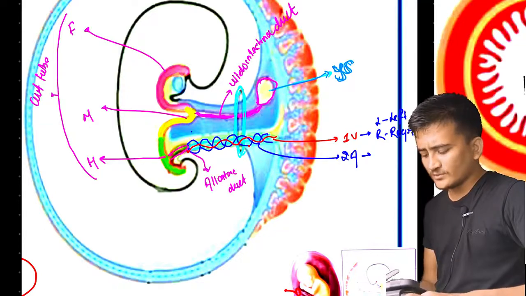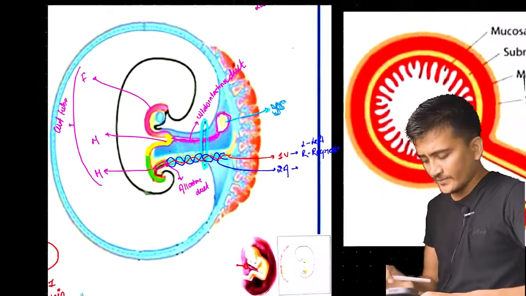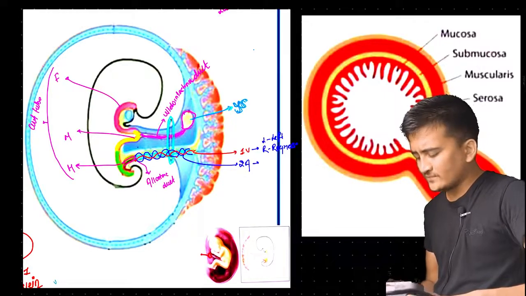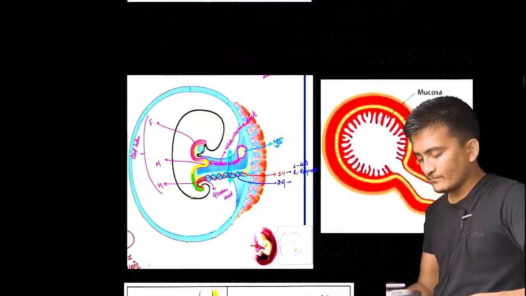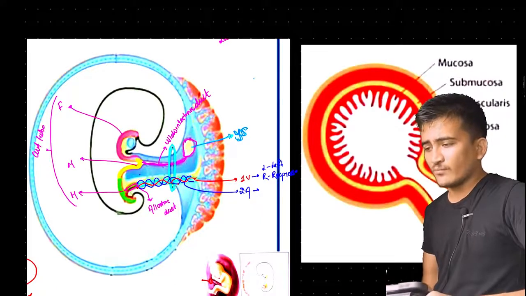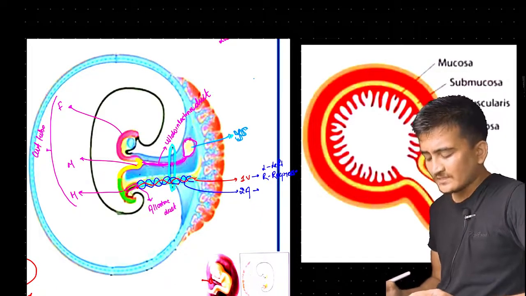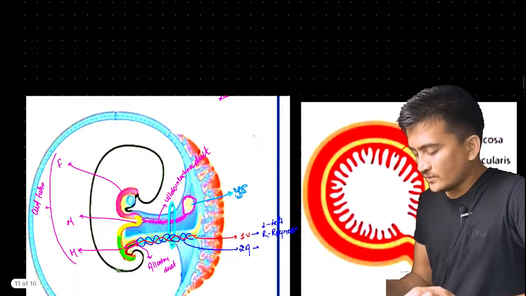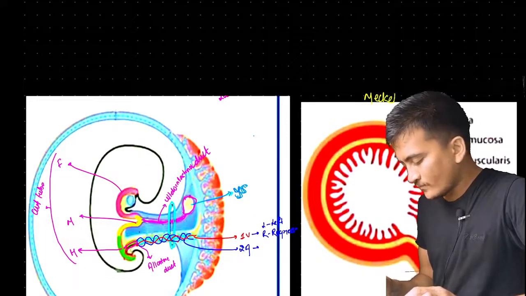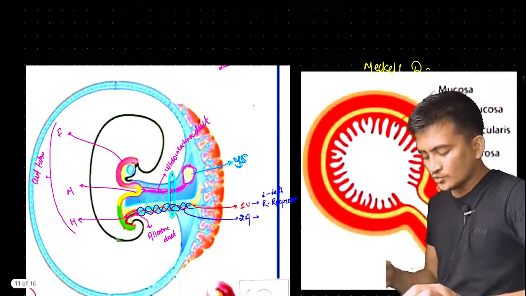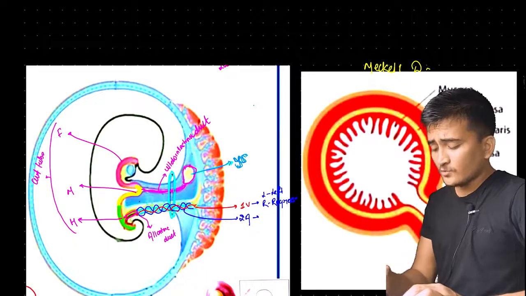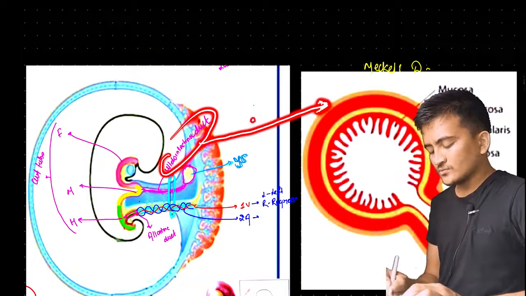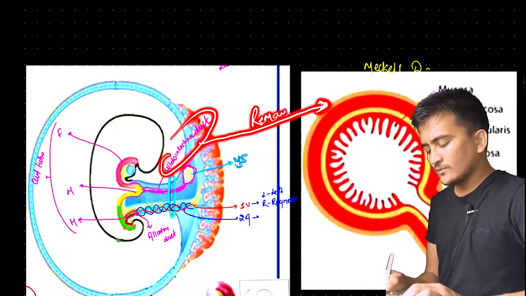So this was all about this diagram. I think it's clear now, right? Now, moving forward, we have this diagram. What is this diagram? This is Meckel's diverticulum. What is it trying to show? It is the condition in which there is no obliteration of the vitelointestinal duct. If the vitelointestinal duct remains, then there will be the formation of what?